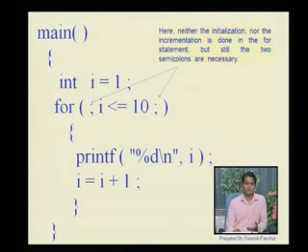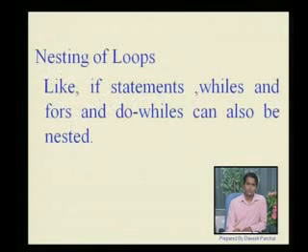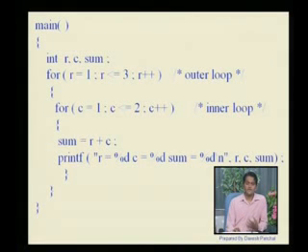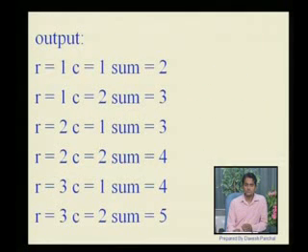Now this is also possible: we can omit both the initialization and incrementation portions, like this. Now, nesting of loops. Like an if statement, we can nest loops in this method. You can see here we can write a for loop inside a for. We can also write a while loop inside another while loop, and we can also combine for and while loops, meaning we can write a for inside a while, a while inside a for, a do while inside a for. That is also possible, like this example. And this is the output of this statement.